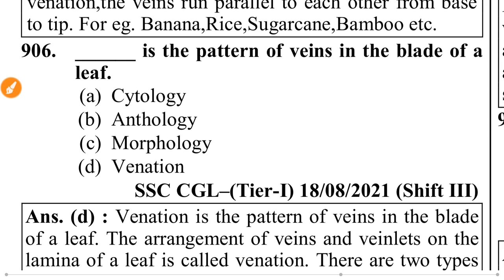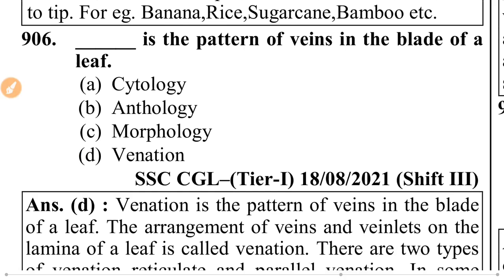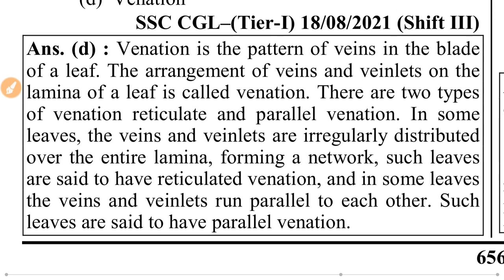Venation is the pattern of veins in the blade of a leaf. The arrangement of veins and veinlets on the lamina of a leaf is called venation. There are two types of venation: reticulate and parallel venation.